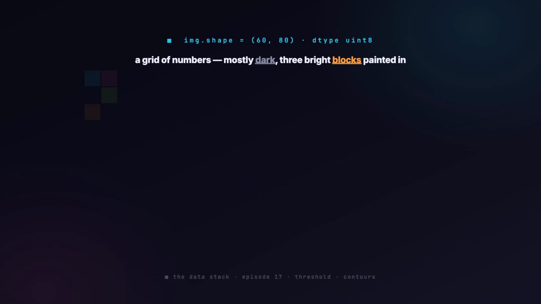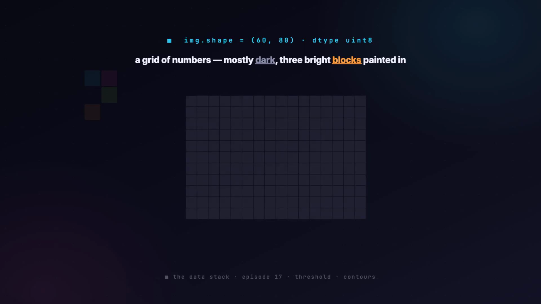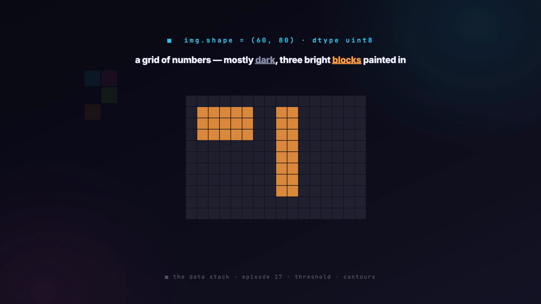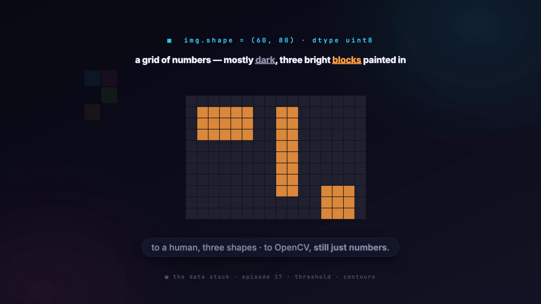Start with the truth. An image is a grid of numbers. Here's a 60 by 80 grayscale canvas, mostly dark, values near 0. We've painted 3 bright rectangles onto it, each a different size, each a solid block of high values. To a human, 3 shapes. To OpenCV, still just numbers.